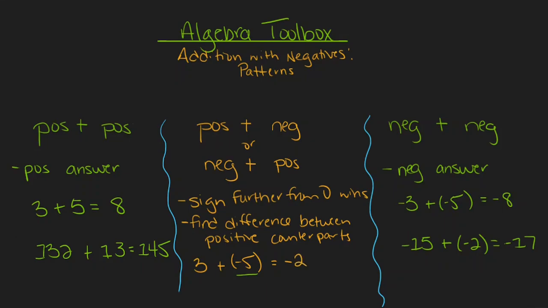An important distinction to make here is that, again, when we're thinking about the difference of these values, we think about their positive counterparts. So the 3 stays positive, but the negative 5 becomes a positive 5, just for our consideration of what the difference is.